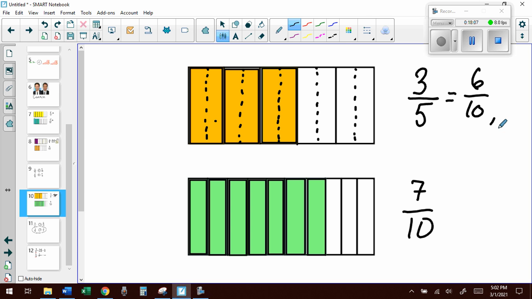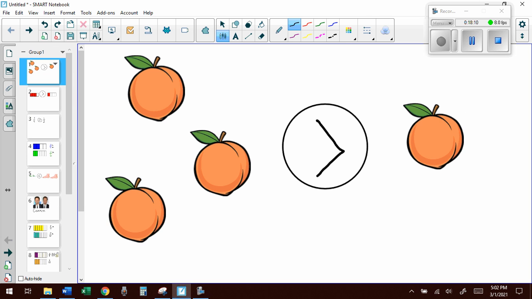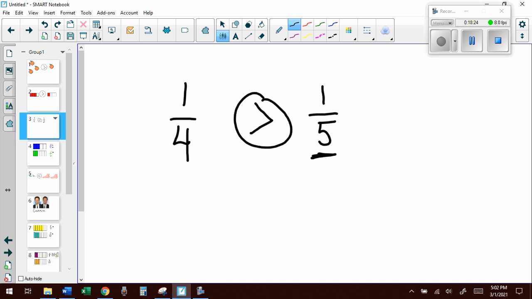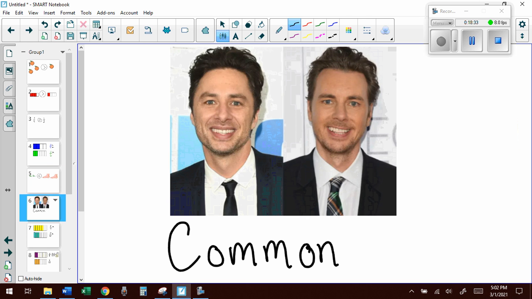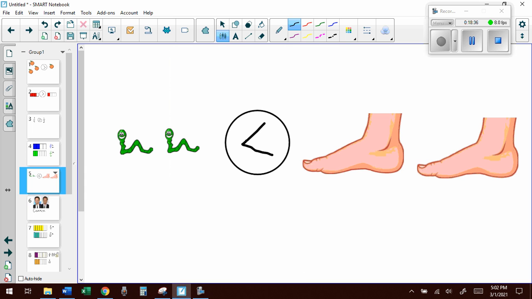Now, just to review, 3 peaches is greater than 1 peach. They have the same unit, peaches. They're the same fruit. However, you just have more of one. If we are comparing 2 inches to 2 feet, yes, they have something in common, which is that 2, but 2 feet is obviously bigger than 2 inches.